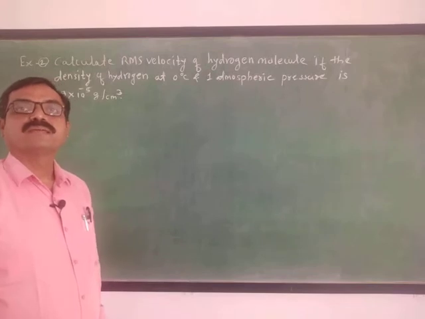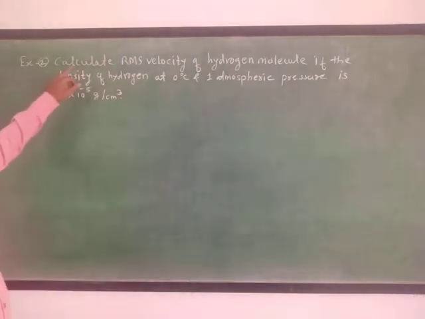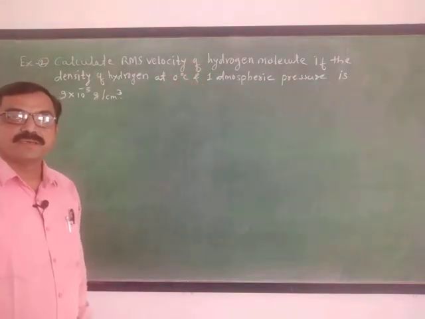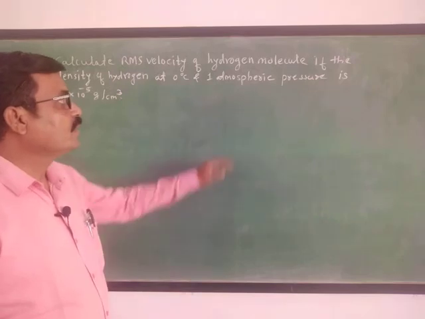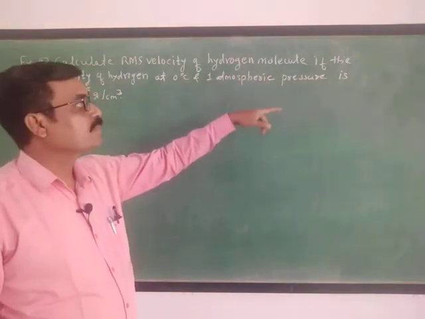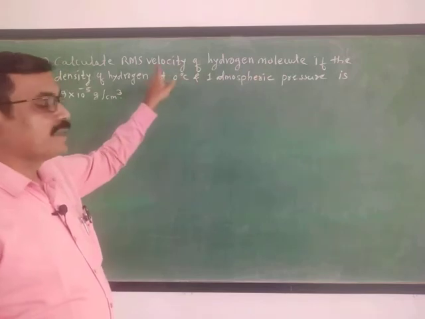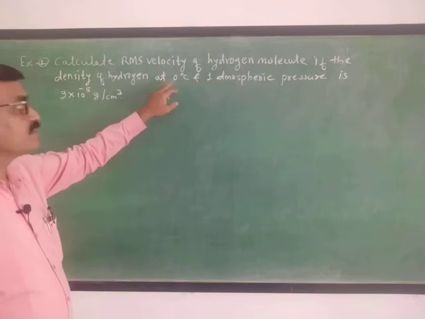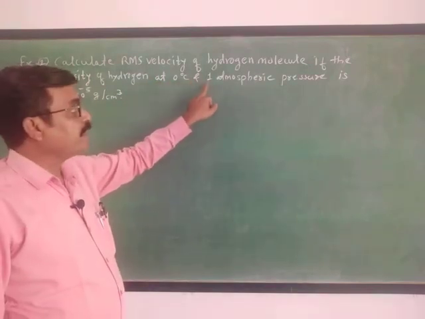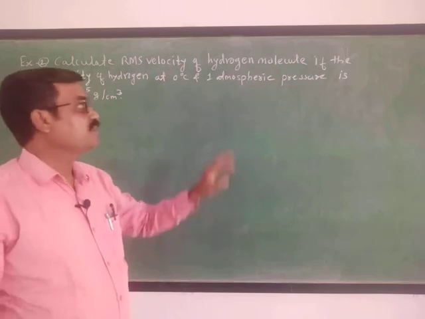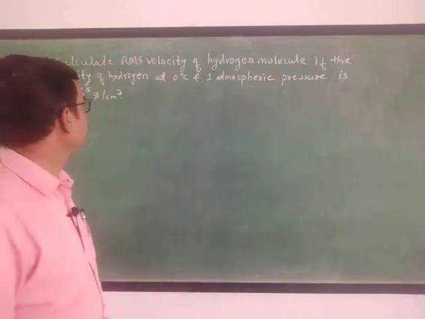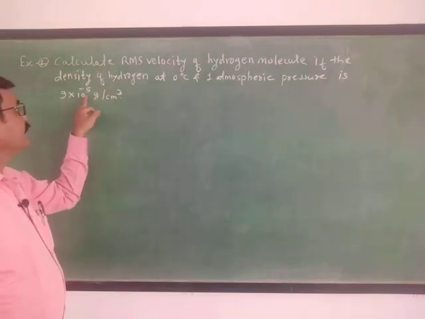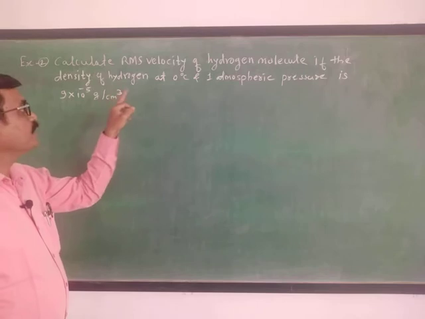See example second. Calculate the RMS velocity of an oxygen molecule. Here the given molecule is oxygen. What we have to calculate? RMS velocity. If the density of hydrogen at 0 degrees Celsius and at 1 atmospheric pressure, means here temperature and pressure both are given. What is the value of density? It will be 9 into 10 raised to power minus 5 gram per cubic centimeter.